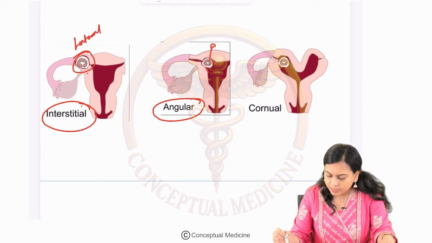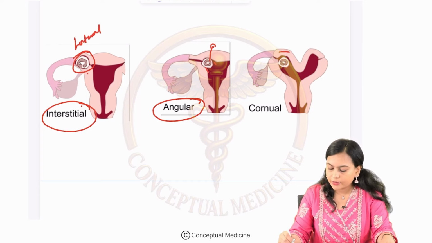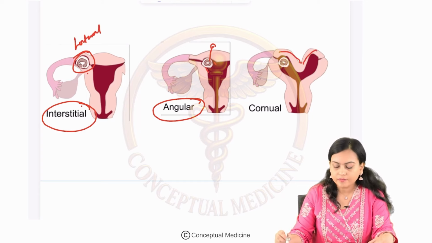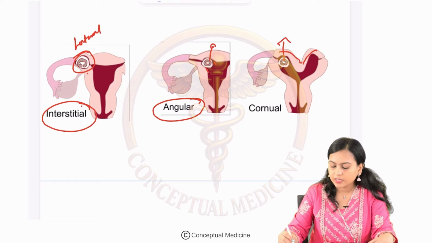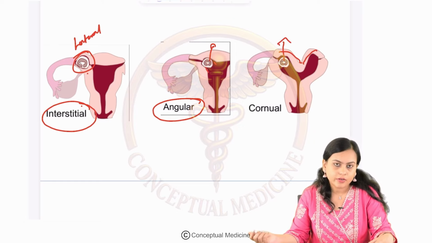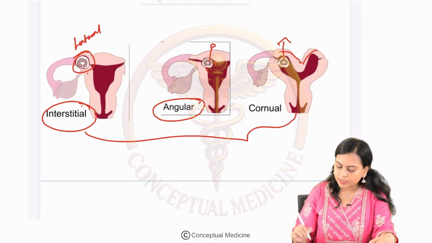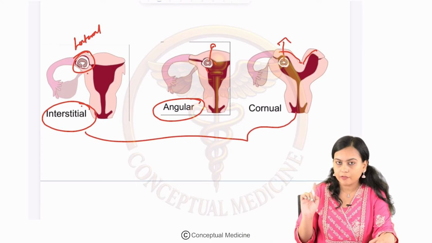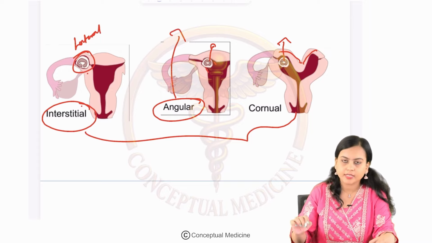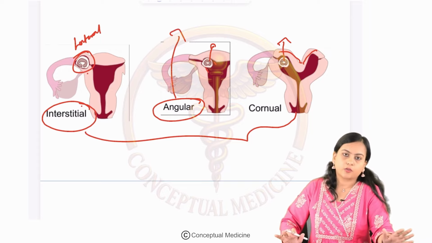And this is a cornal pregnancy. You are able to see two horns of the uterus here, and most of the times it will be happening in the rudimentary horn of the uterus. And these two types, that is interstitial and cornal, are a type of ectopic pregnancy, whereas angular pregnancy is not considered to be an ectopic pregnancy.